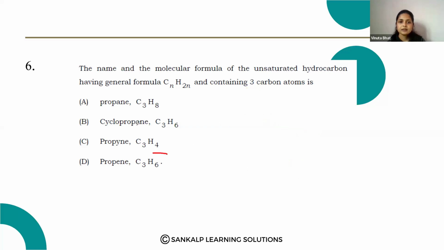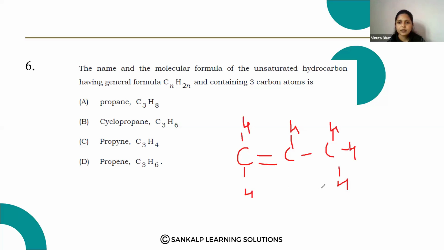C3H6. So that is not cyclopropane. Cyclopropane is the saturated hydrocarbon, and the unsaturated hydrocarbon is propene. Option D, propene, that is C3H6. So you can check it: C3H6, with a double bond, 1, 2, 3, 4, 5, 6. Right. So this is C3H6, that is propene.